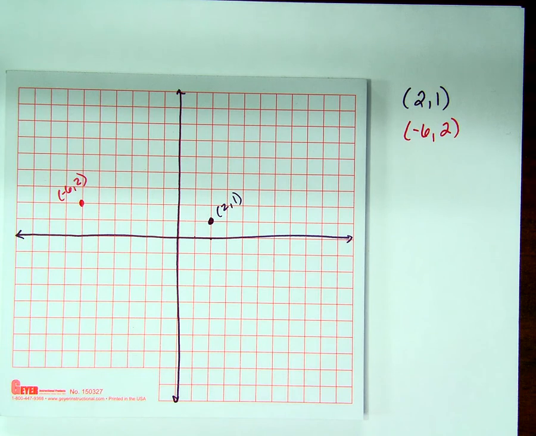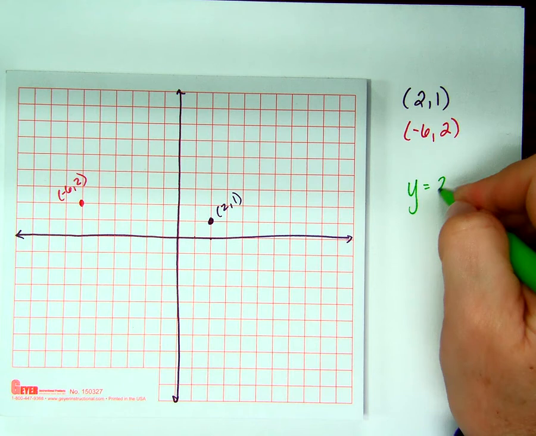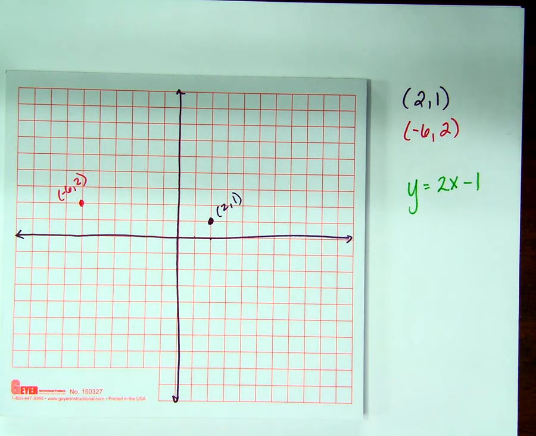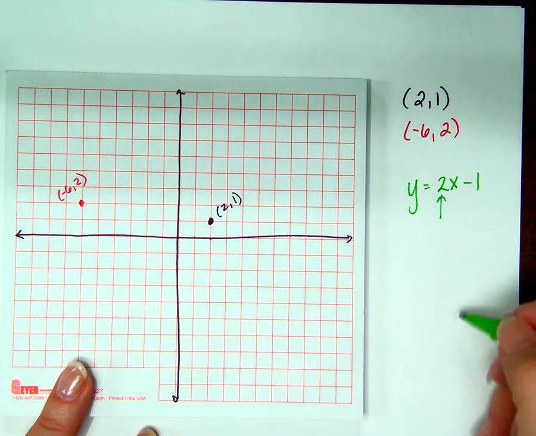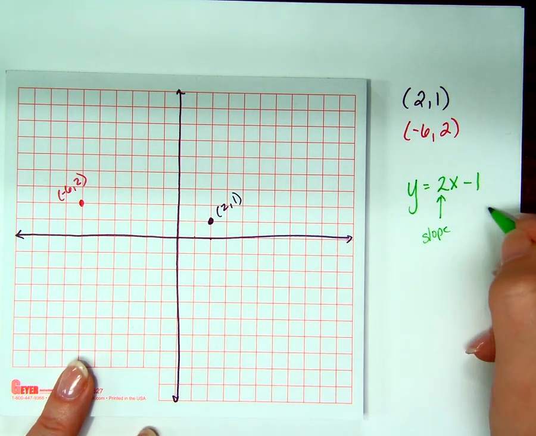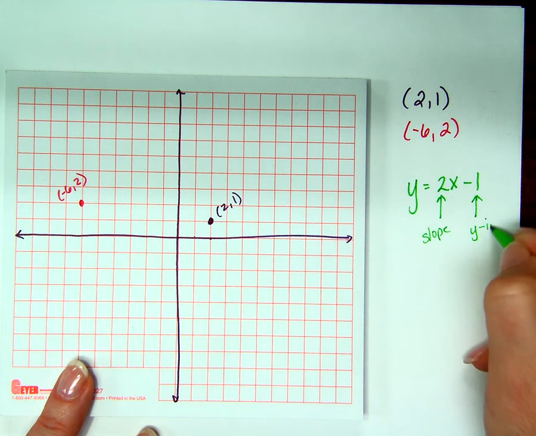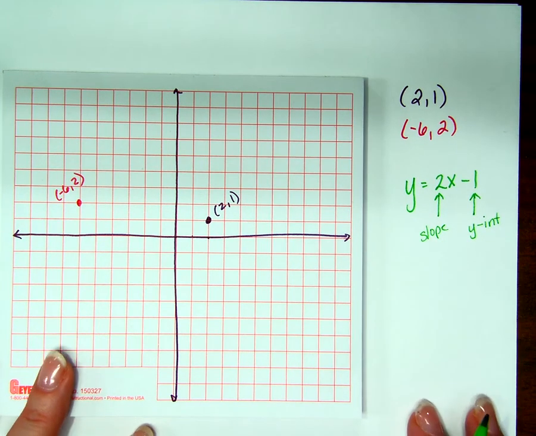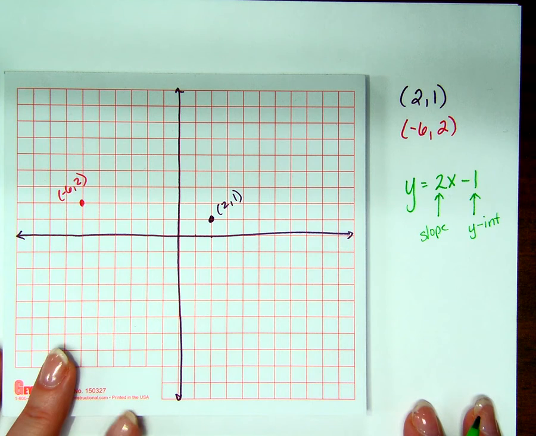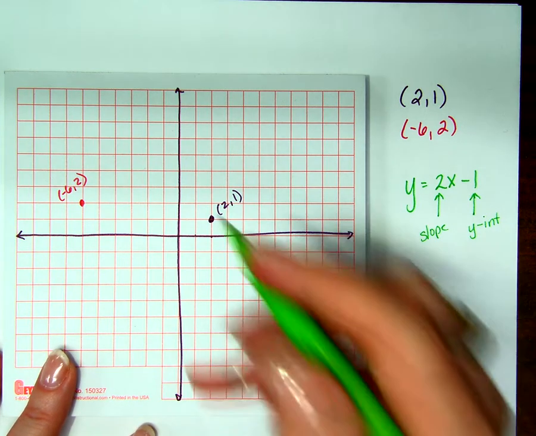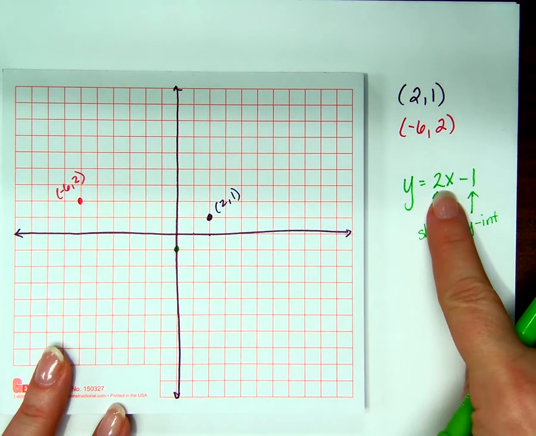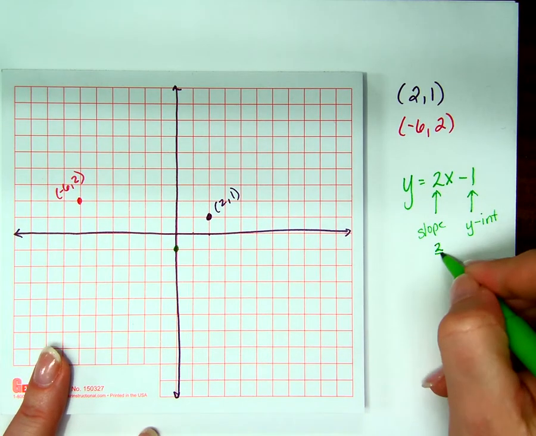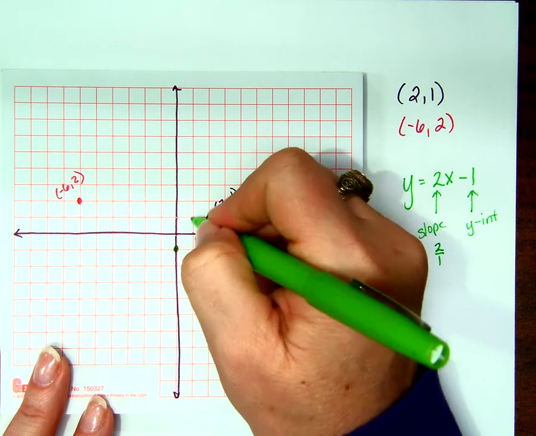What if I ask you to graph the line y equals 2x minus 1? Could you do that? Well, this is the slope, and this is the y-intercept. So which one do I plot first, the slope or the y-intercept? Yep, I go to the y-intercept first. So I go on the y-axis to negative 1. From the y-intercept, I rise 2, run 1. That's a fraction of 2 over 1. So from this point, I rise 2, run 1.